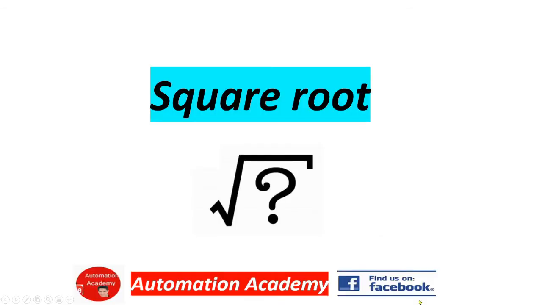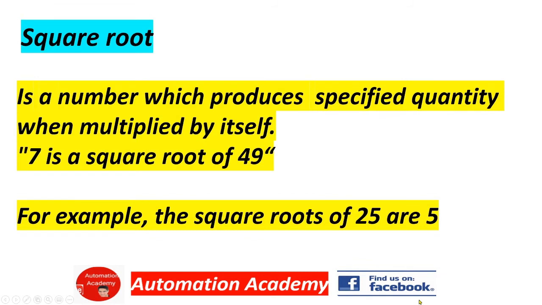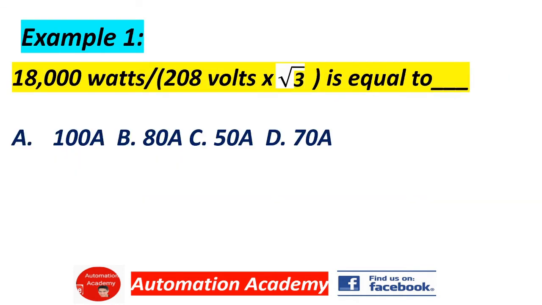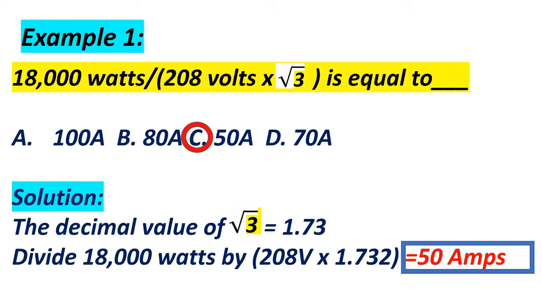Our next topic is square root. Square root is a number which produces a specified quantity when multiplied by itself. 7 is a square root of 49. For example, the square root of 25 is 5. Example number 1. 18,000 watts divided by 208 volts times square root of 3 is equal to: Answer C, 50 amperes.